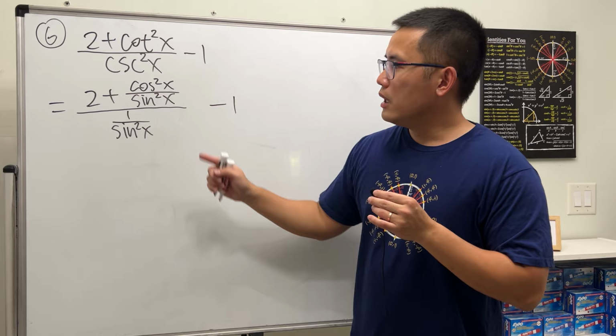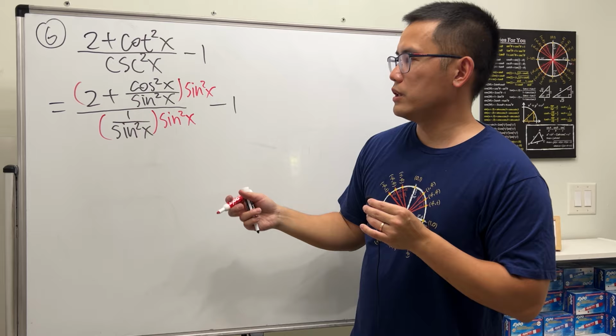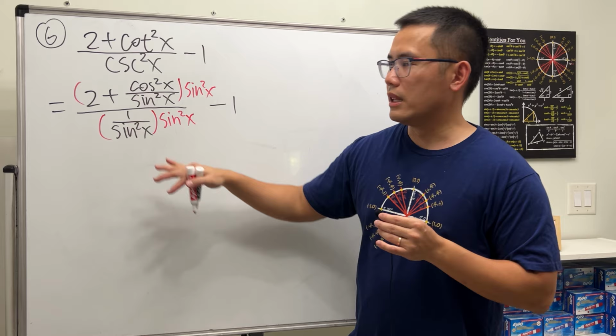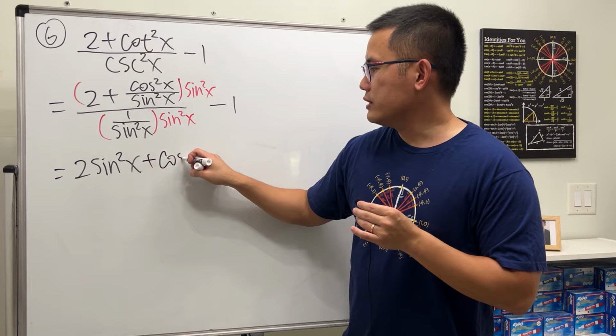Here we have a complex fraction. Let's fix it first. And to do so, we can just multiply the top and bottom by sine squared x. Pretty nice. Notice though, this times that, the denominator is just equal to 1. So let's just focus on the top. This times that, we get 2 sine squared x. This times that cancel, so we just have the cosine squared x, and then we have that minus 1.